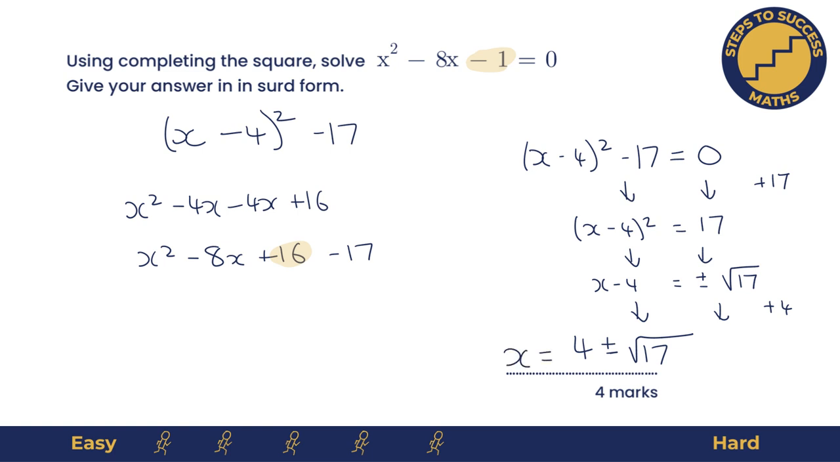It's usually written with the number part first and the surd part second. So our two answers are x equals 4 plus root 17 and 4 minus root 17.